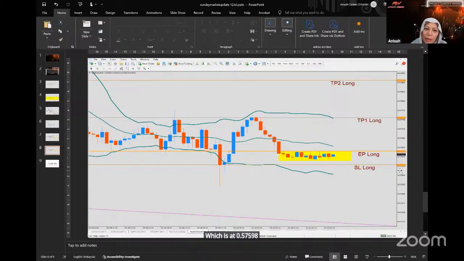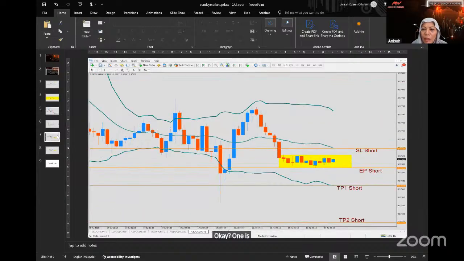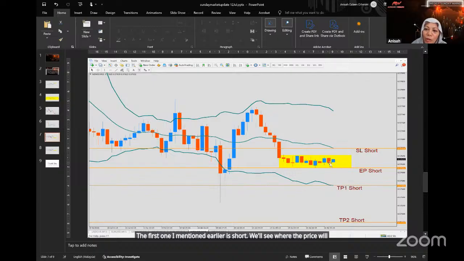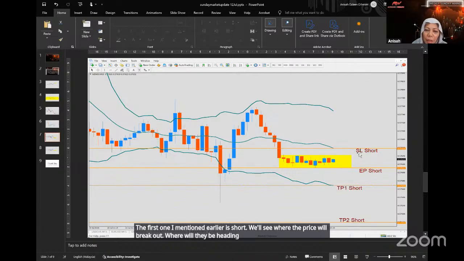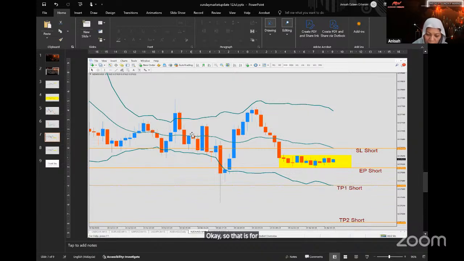0.57598. So remember there are two possible setups here for Kiwi dollar. One is long, and the first one I mentioned earlier is short. We'll see where the price will break out. Where will they be heading? So that is for Kiwi dollar. Right, let me shift back to MT4.